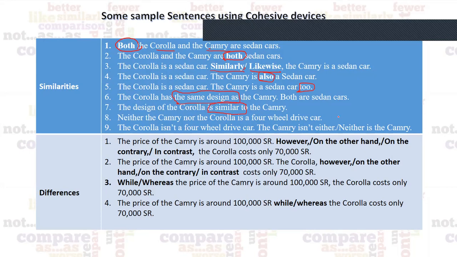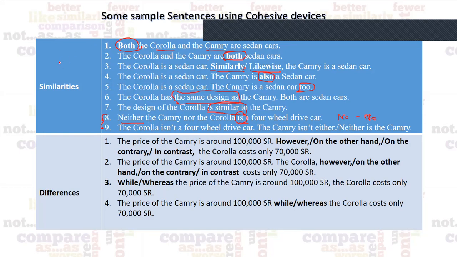And you remember I said that we should use one negative. No for both. Here you have to use neither. Neither the Camry nor the Corolla is a four-wheel drive car. Because this is singular, you need to use the verb is. Another model, the Corolla isn't a four-wheel drive car. The Camry isn't either, or neither is the Camry. So you can use either 8 or 9. And you better use this one as the last sentence of paragraph number 1.